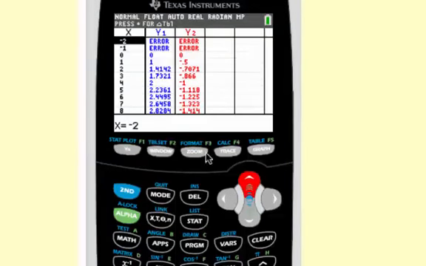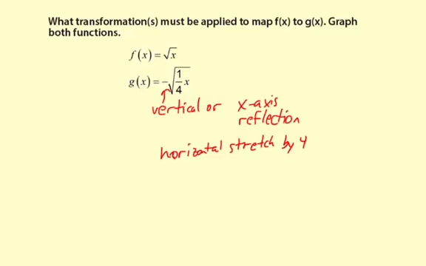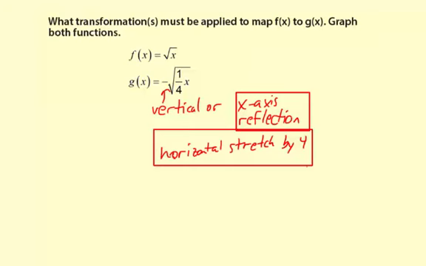So I hope using this table is helpful for you in understanding the horizontal stretch. You can't really quantify that stretch using the graph. You can see that it's stretched horizontally, but you can't tell how far. So that's why I use the table to look at the inputs and outputs to make sure it's by 4, which is what I originally predicted. So here are the transformations. We have x-axis reflection and horizontal stretch by 4.